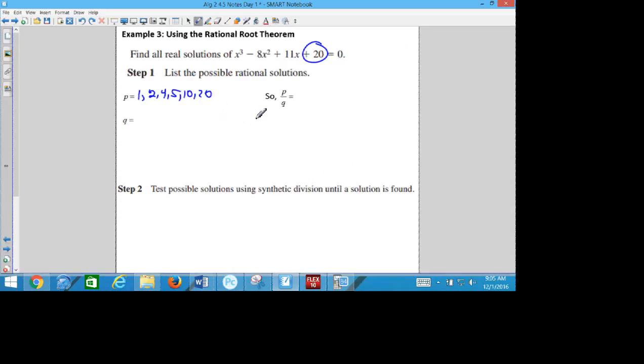Then we're going to make a list of all of our q's, which are the factors of what's in front of x cubed? 1. Okay, so all my factors of 1. Now, before I go any further, is there any other number that can divide into 20 besides the ones I've given you? Anybody come up with any? I don't mean decimal, I mean whole number, or any other whole numbers that can divide into 20?